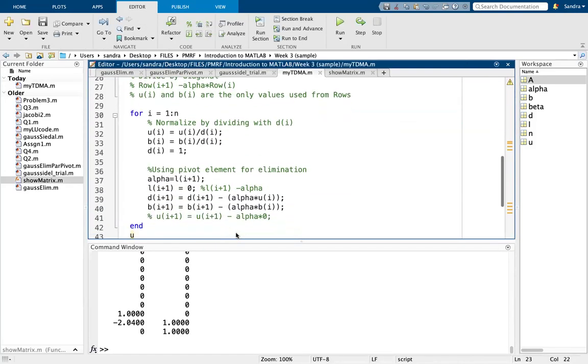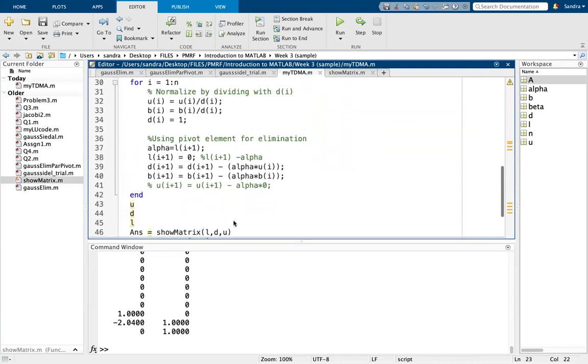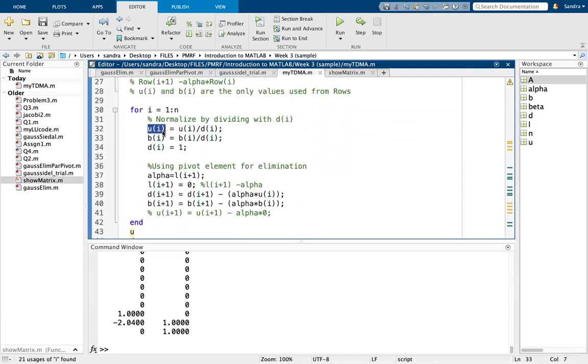Once you have made the tri-diagonal matrix, this is the way you can solve it. This is a formula, okay? Just like we had a formula for Gaussian elimination, you write UI is equal to UI divided by the diagonal element. You also write BI is equal to BI divided by the diagonal element. And the DI will also be divided by the diagonal entries. So basically, this is the Gauss elimination part only.